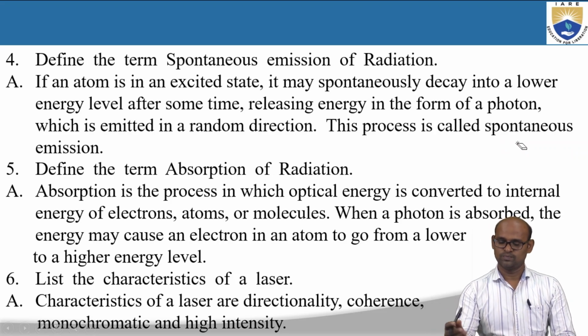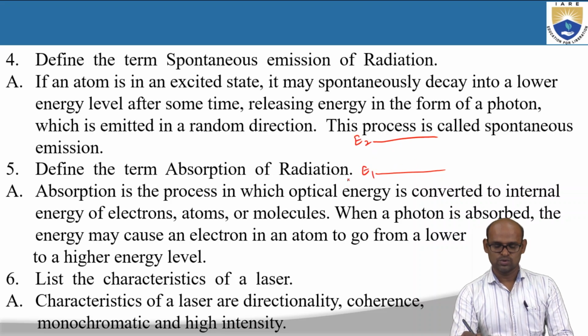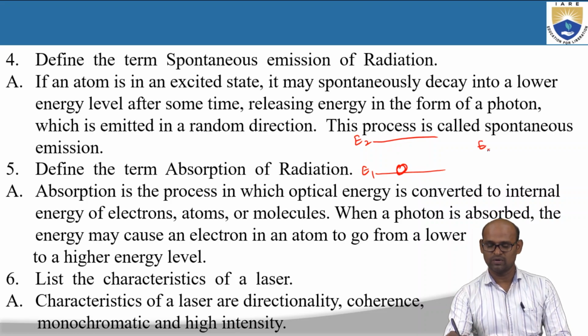Okay, so let us not go deep. Let us be at the atomic level. So E2, E1 again. So absorption. The atom is in the ground state. For example, we know that E1 is less than E2, or E2 is greater than E1.